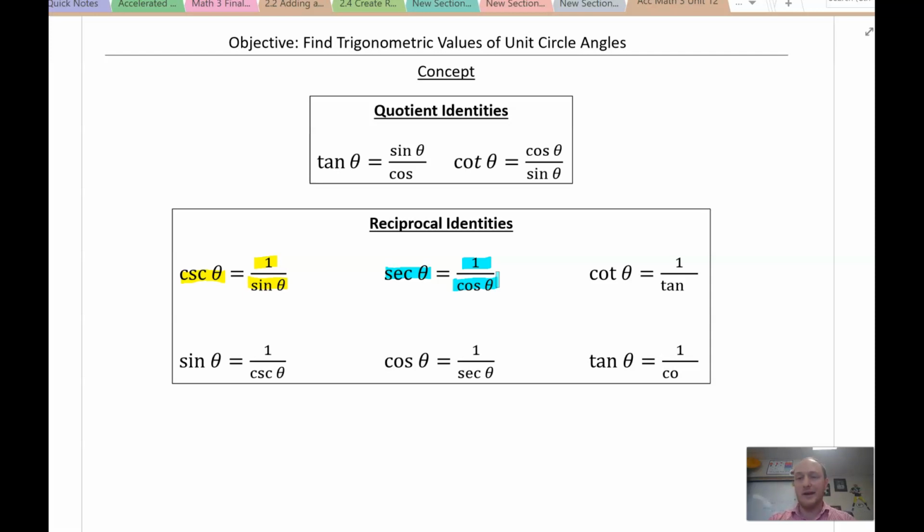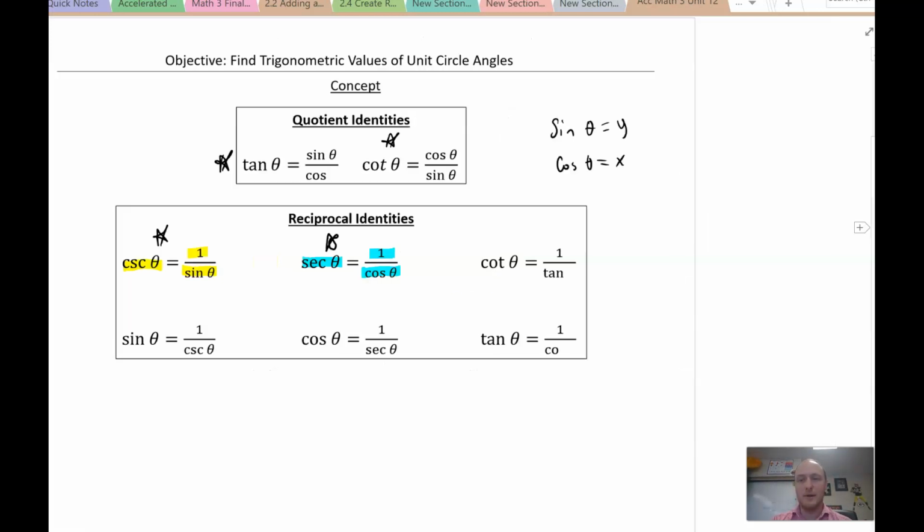Let's look at some examples. If you're wondering if you should memorize this, the answer is yes. I would definitely make flashcards: tan theta is equal to this, cotan theta is equal to this, cosecant theta is equal to this, secant theta is equal to this. And for sine and cosine, I would say sine theta is equal to y, that should be a flashcard, and cosine theta is equal to x. Those are things you should be able to easily recall.